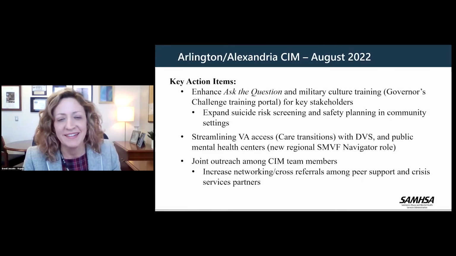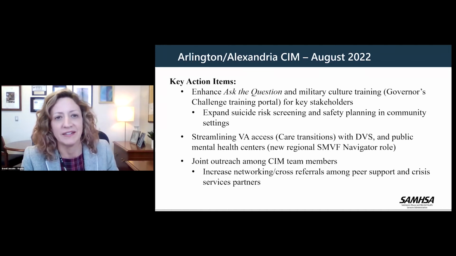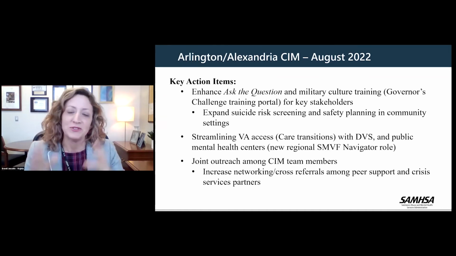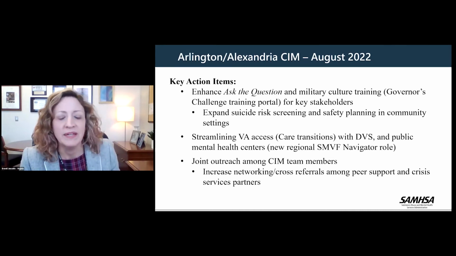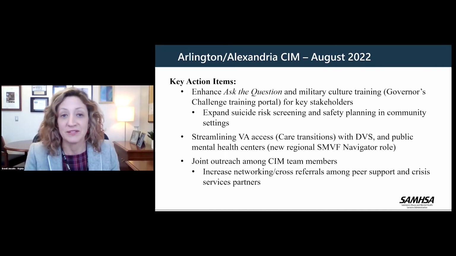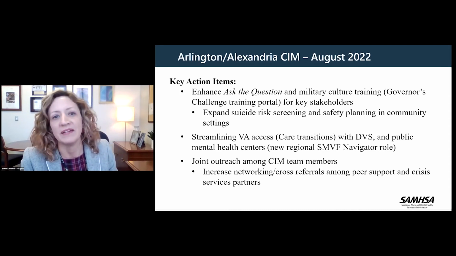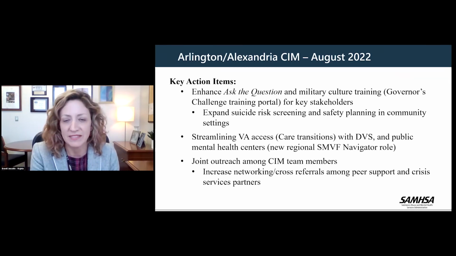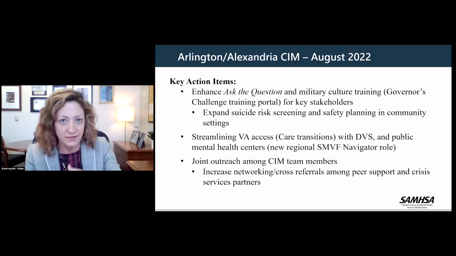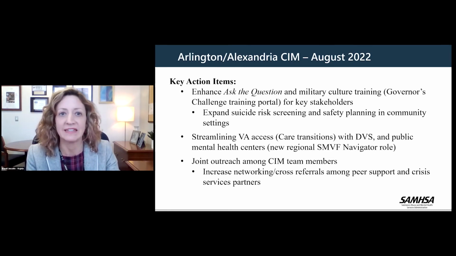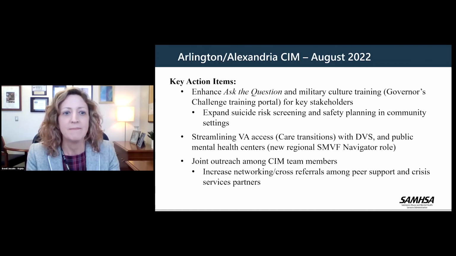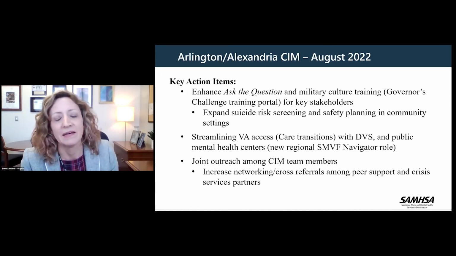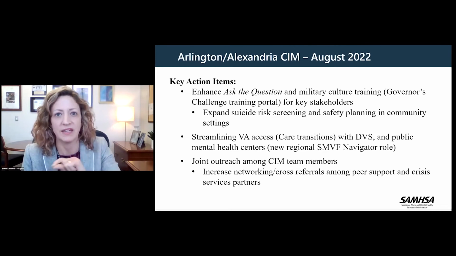And our final team, as recently as a couple of months ago, we're so thrilled that our Northern Virginia area, Arlington and Alexandria, just outside of the nation's capital, were able to launch. So early days with that crisis intercept mapping journey. And they're jumping in on asking the question, identifying this population, training in military culture, using Visor to encourage risk screening expansion in community agencies, and then really tying in peer support to bridge those care transitions.